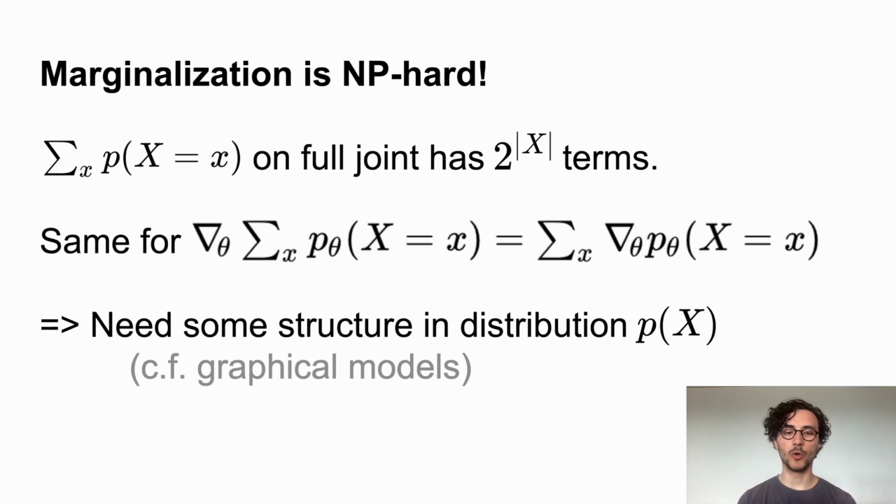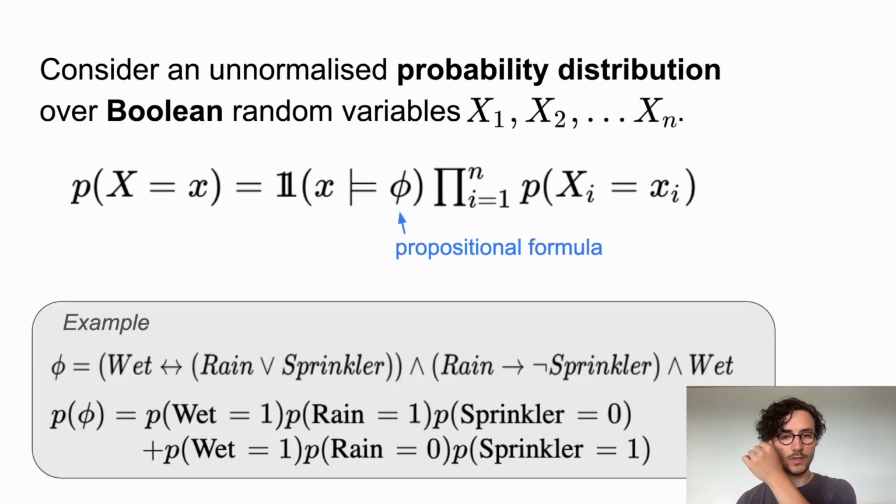Of course, this is a well-known problem, and people have studied this for a long time about how you can make this tractable by using some structure in your distribution. So what kind of distributions do we look at? Well, we look at weighted propositional formulas. So in this case, you can write your probability as independent Bernoullis, so some product over all your individual probabilities, times an indicator function. So this indicator function is a propositional formula which kind of filters out which assignments are possible and not.